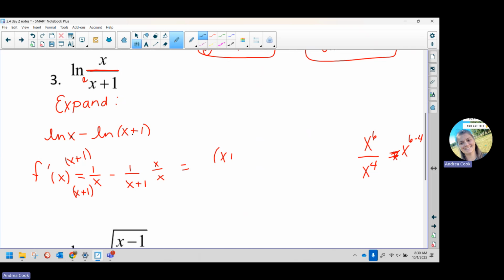We'll have x plus 1 from the first fraction minus x from the second fraction. And then on the top, since I'm subtracting there, I can drop the parentheses, x minus x is 0. So I just get 1 over x times x plus 1. Final answer, you do not have to distribute.